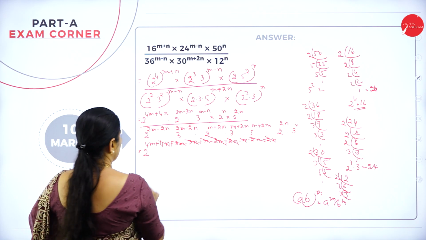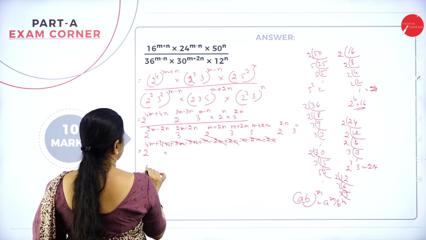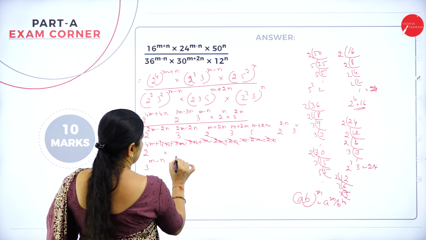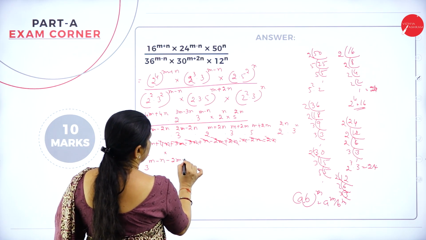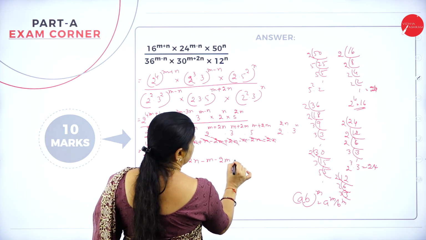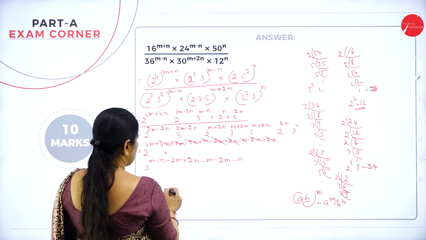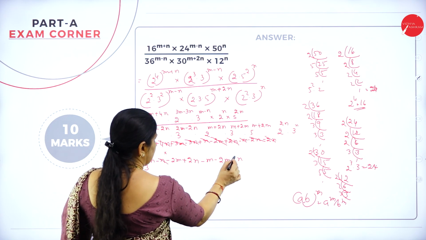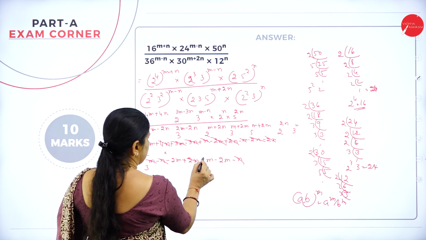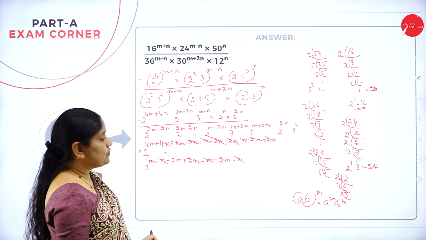So, 2 to the power of 4m is there into 3 to the power of, so what is left over here? M minus n minus 2m plus 2n minus m minus 2m minus n. So, when we simplify this, so it will be minus n minus 2n. Then this plus m minus m gets cancelled. So, we are left with 3 to the power of minus 4m.